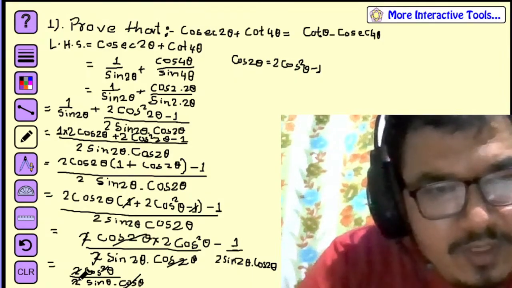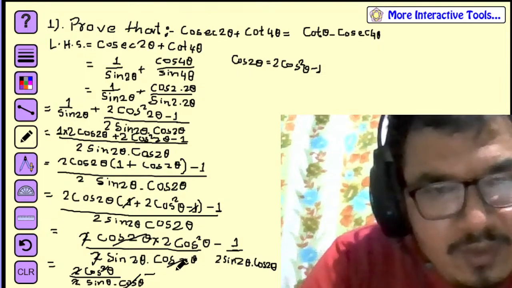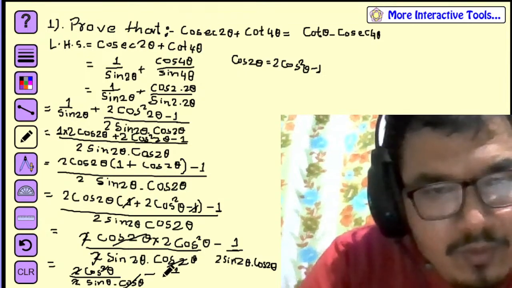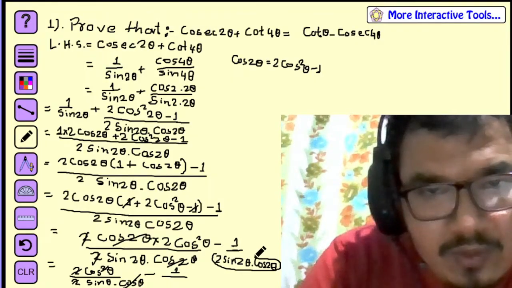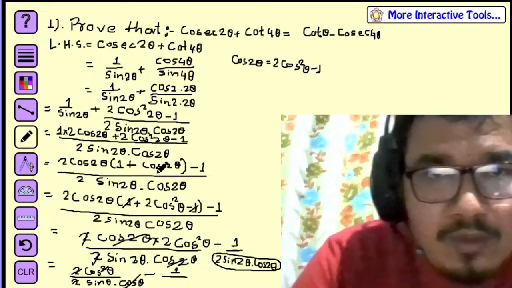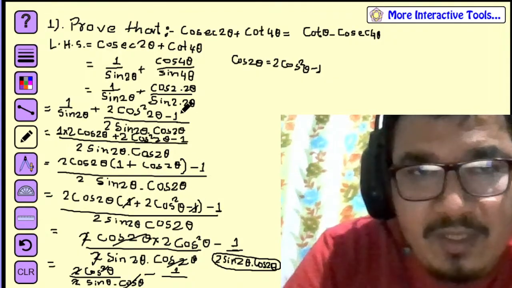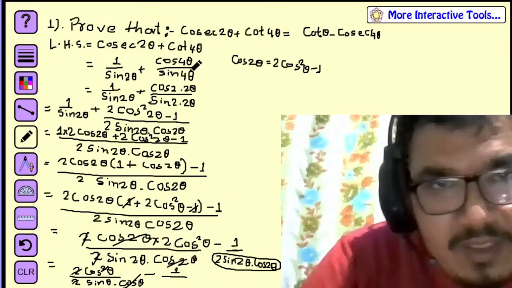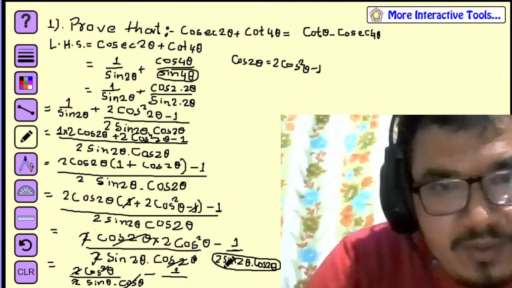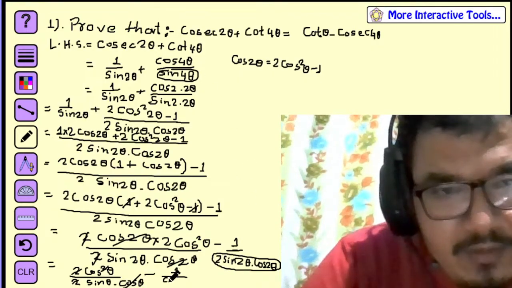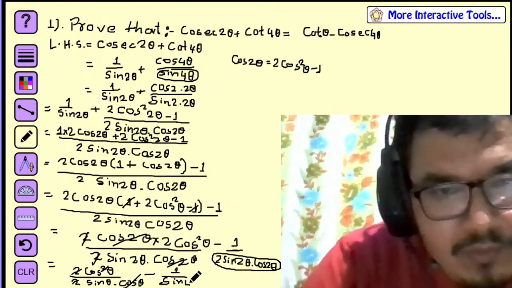This 2 also cancels, and minus here, we know 1 by this was, that is the expanded form of sine 4 theta. We had opened this one. This sine 4 theta means it was this, that's why we can write sine 4 theta here.